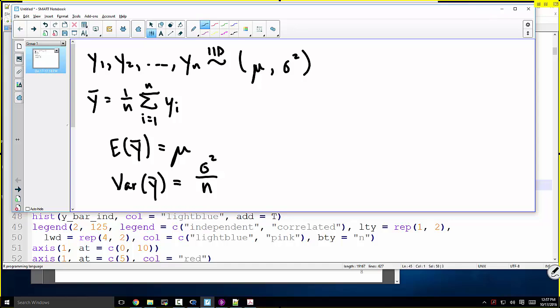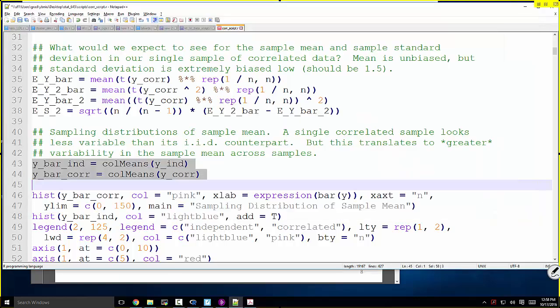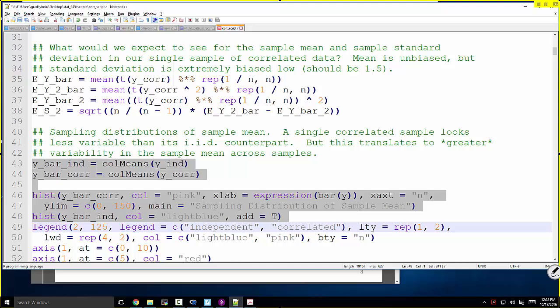Now let's go look at our simulated data and see how we match up or don't match up under the two scenarios. Here are 500 y bars for independent case and correlated data case. I'm going to draw histograms of both of them.